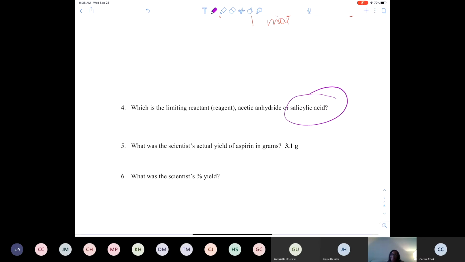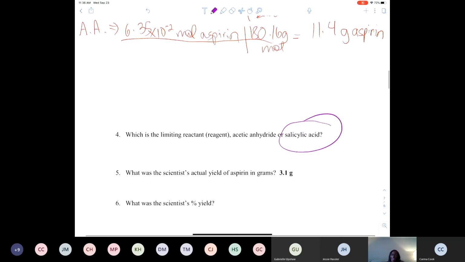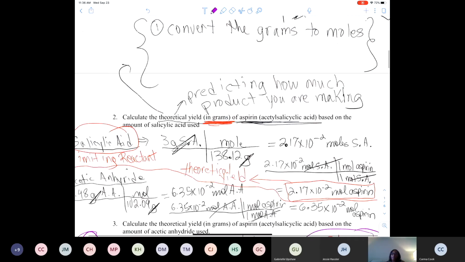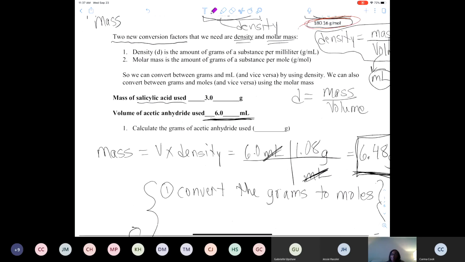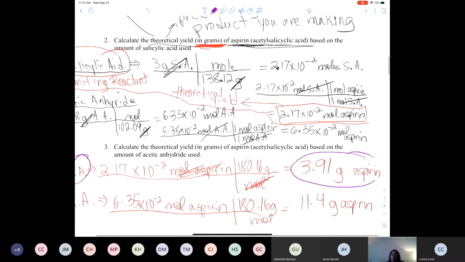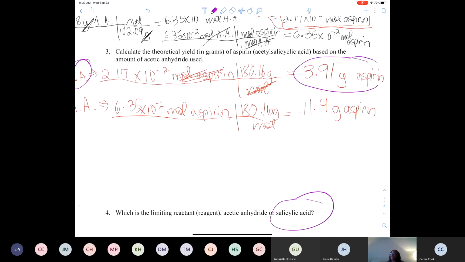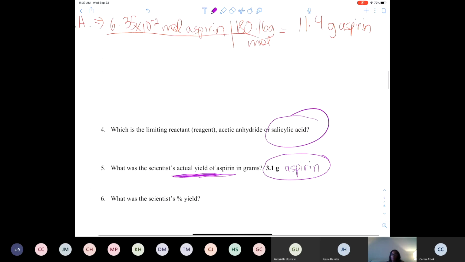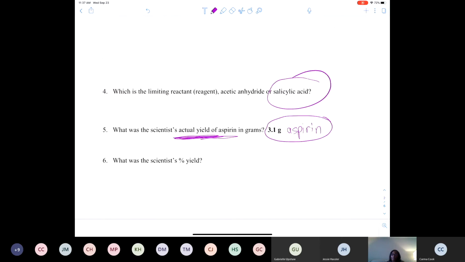And so let's say the scientist actually made 3.1 grams of aspirin. So theoretically, based on the numbers, based on what the scientist measured out and used as reactants, 3 grams of the salicylic acid, 6.48 grams of the acetic anhydride, she should have theoretically made 3.91 grams of aspirin, but she only made 3.1 grams. Why?